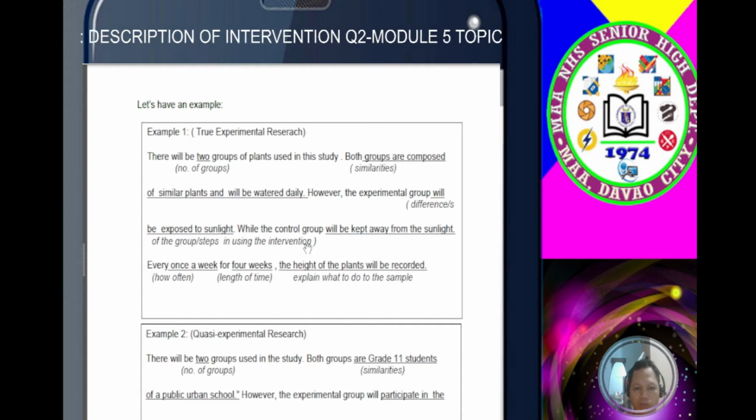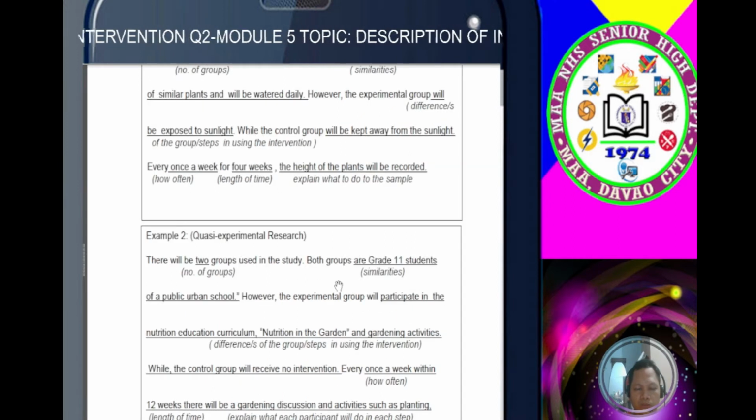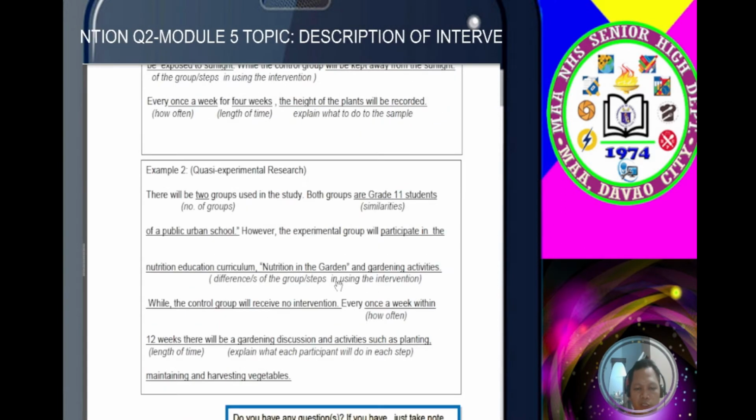Then the duration: once a week for 4 weeks, the height of the plants will be recorded. So these are the steps. I'll explain what to do to each sample. That is under true experimental. So now let's go to quasi-experimental research.